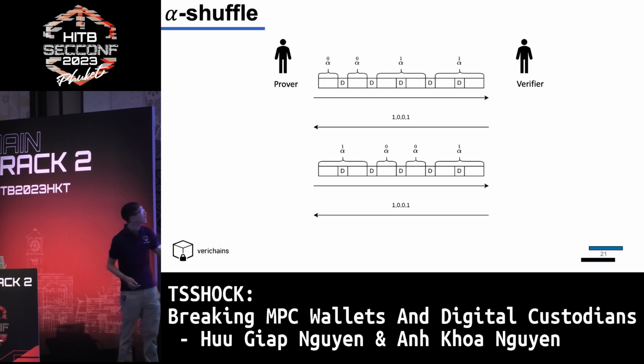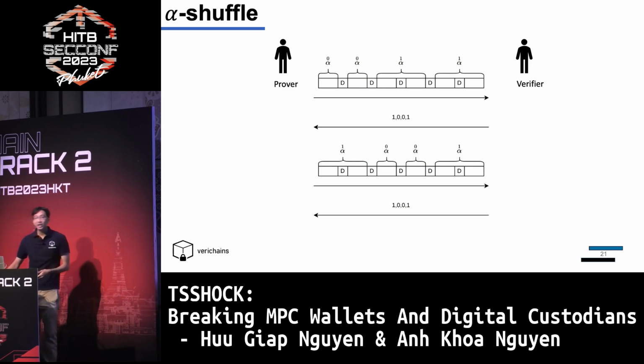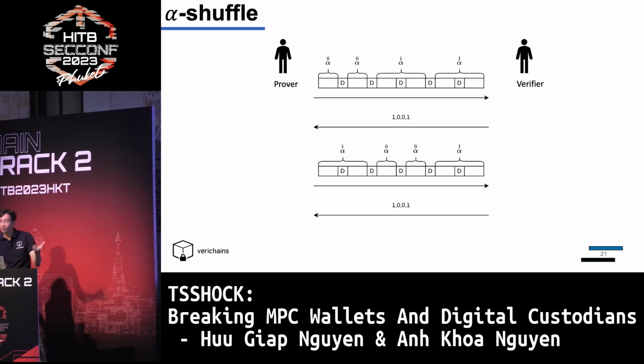But it is not in the correct order, right? So we're gonna change it back to be alpha 1, alpha 0, alpha 0, alpha 1. And then we're gonna send that back. And because it's the same, right? It's the same thing, so we have the correct challenge bits. And with the correct challenge bits, we can forge the DON proof. That is the basic idea of the alpha shuffle.